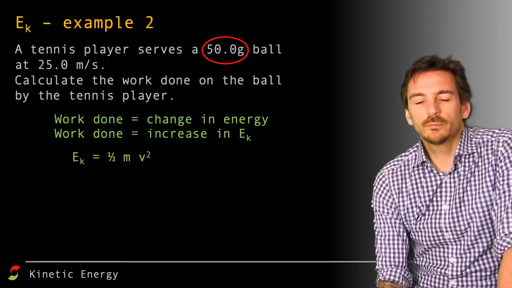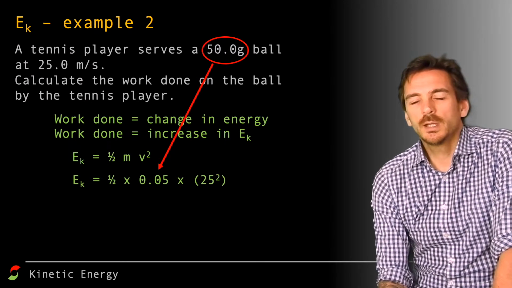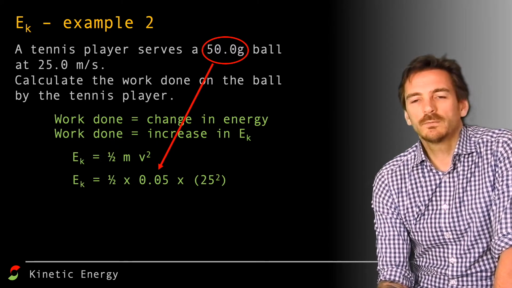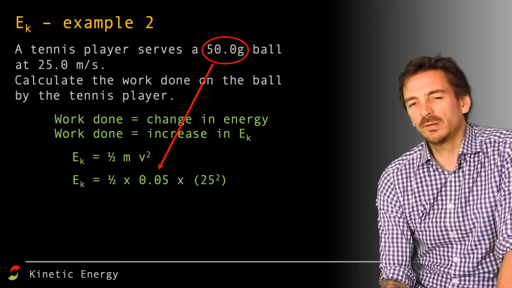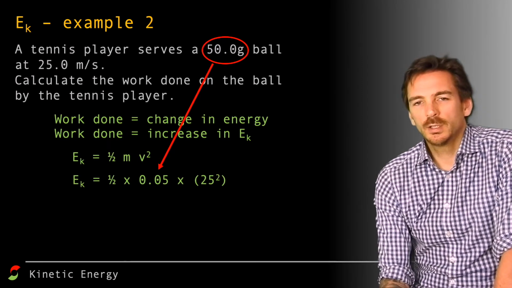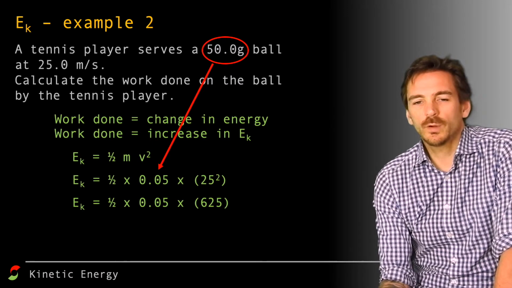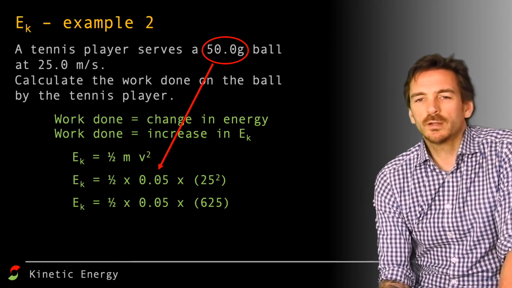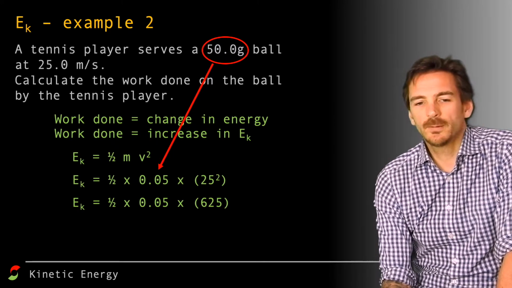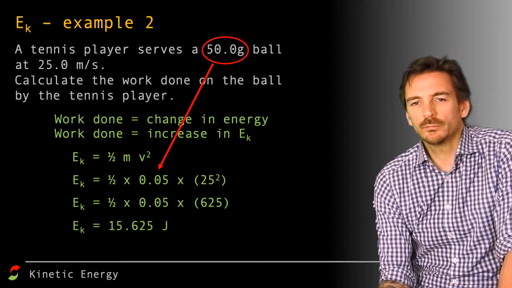and we substitute in, and you can see that we converted 50 grams into kilograms just by dividing 50 by 1,000. Notice that it's the 25 that is just squared. And the next thing that we do mathematically is just square the 25, so we get 625. And at that point, we're ready to plug everything into our calculator, and we get just over 15 joules.